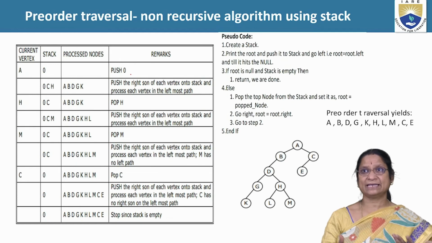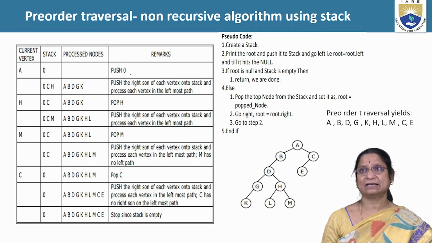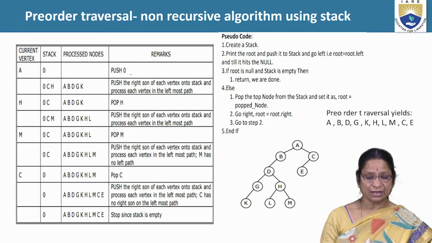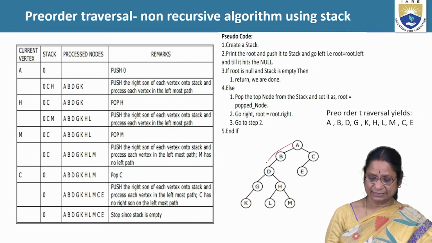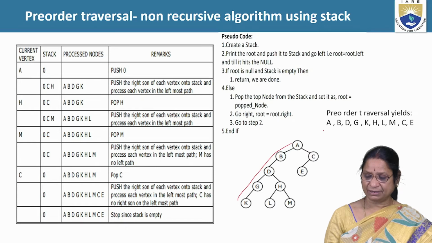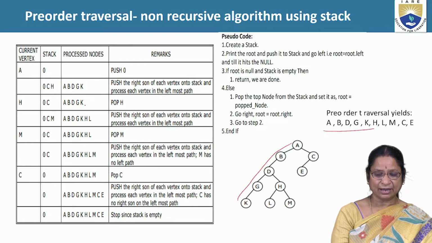So I'll explain the process with the example which we have done manually. Manually we have done this, and we got this. This is the answer for us. Now, create a stack. Initially the stack is empty, if you observe. Print the root, push it on the stack and go to the left. So A, B, D, G, K are going to be printed. Every time it is going to be updated and pushed onto the stack.